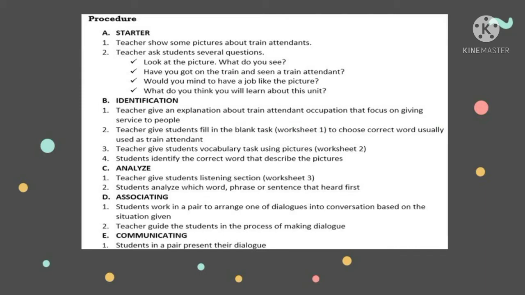And the next one, analyzing. I want the teacher to give students a listening section, and then students can analyze which word, phrase, or sentence they heard first. And associating. Associating means they practice what they understand. That's why students work in pairs to arrange one dialogue, because I want them to work together, share their opinions based on the situation given, and also share what exactly they understand about what they learn. And in communicating, it actually can be a presentation, but here I want students in pairs to present their dialogue to each other.